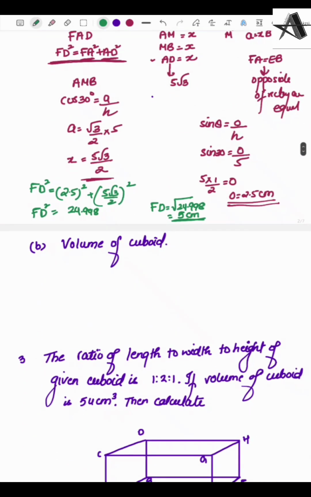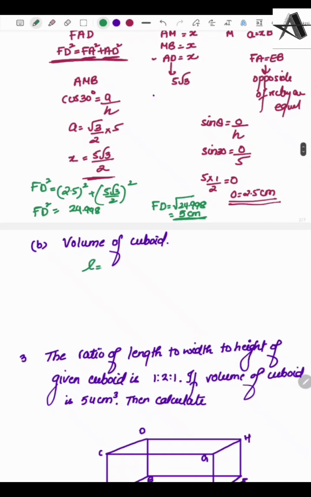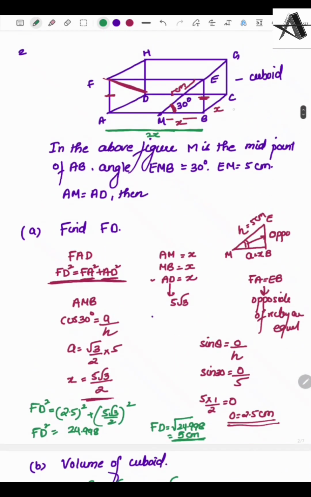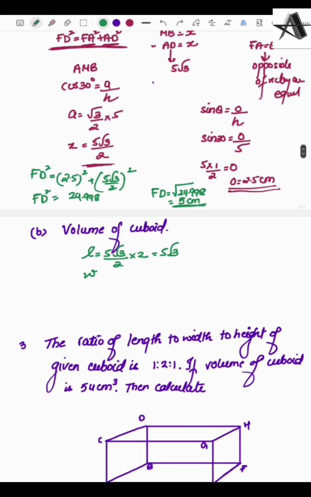Now part B says find the volume of the cuboid. For the volume of a cuboid, we know it's length times width times height. We just calculated MB as 5 root 3 over 2. Since M is the midpoint, the whole length is 2x. So AB, which is the length, is 5 root 3 over 2 into 2, which is 5 root 3. Then width is BC, and BC was x, so x is again 5 root 3 over 2.